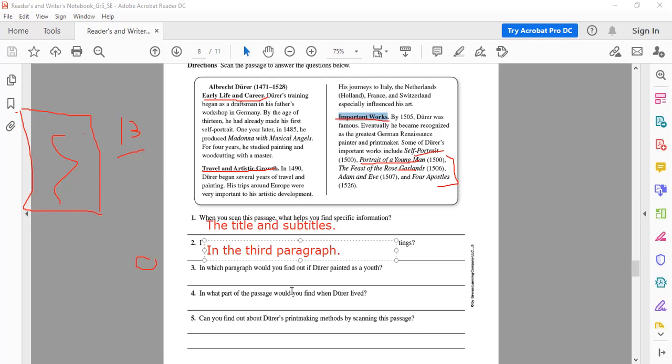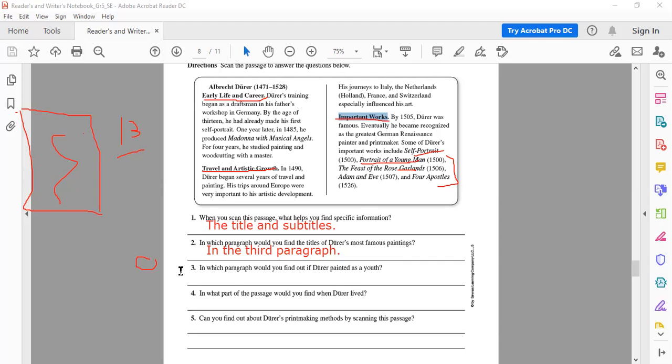Number three, in which paragraph would you find out if Dürer painted as a youth? In which paragraph would you understand that Dürer was painting himself when he was a young man? In which paragraph? I said his very first work was an important portrait.